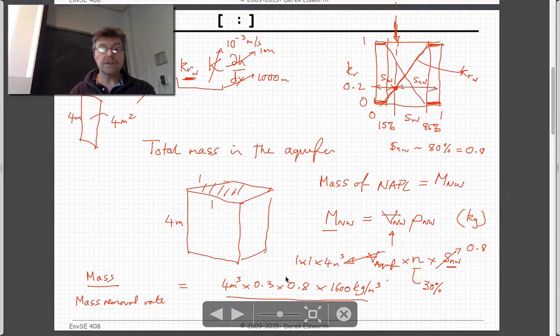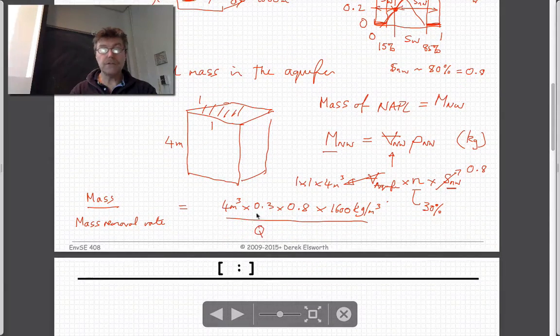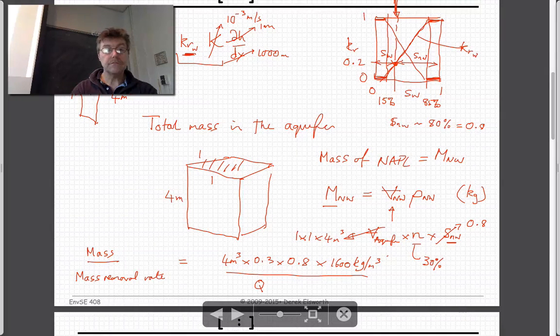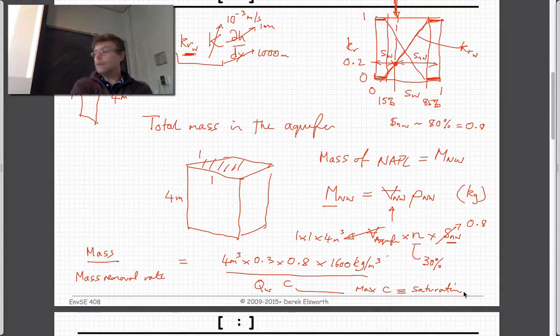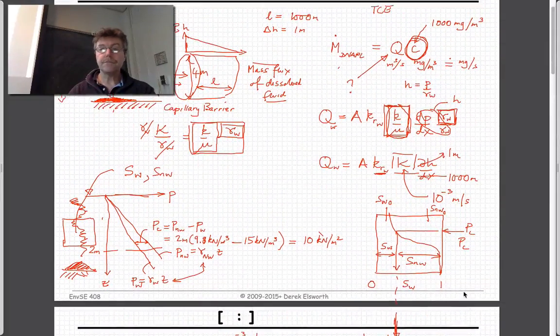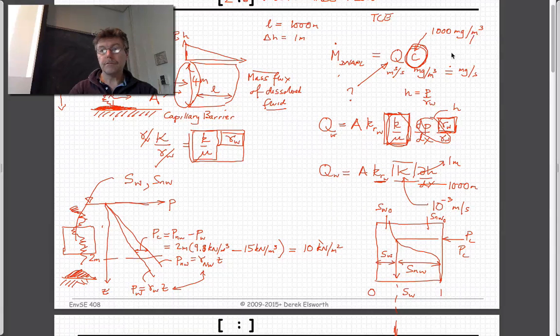And the mass removal rate is just going to be the volumetric flow rate, which we would have calculated here, multiplied by the concentration. And the maximum concentration would be the saturation, which I think is of the order of 1,000 milligrams per liter. Yes, milligrams per liter, not cubic meter. Which is 1,000 ppm.